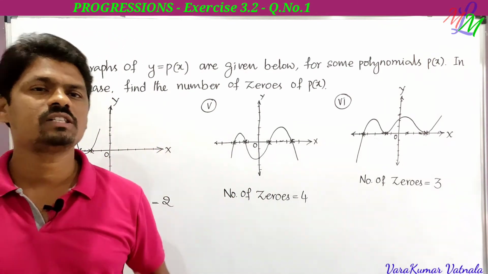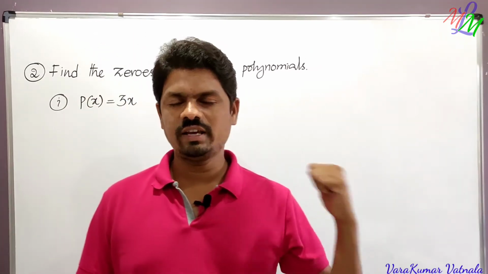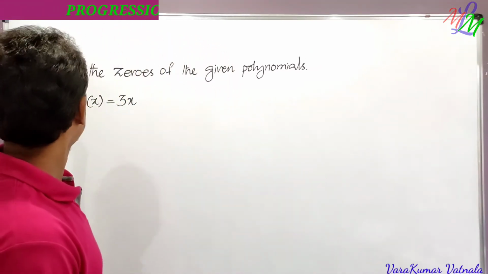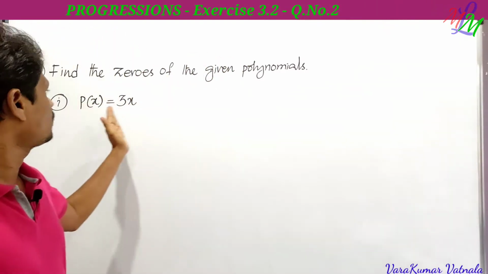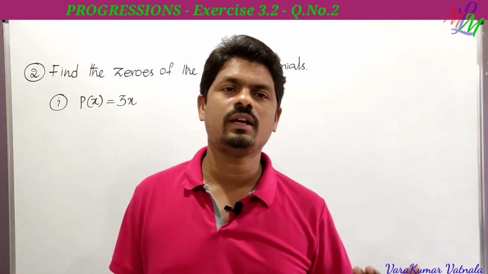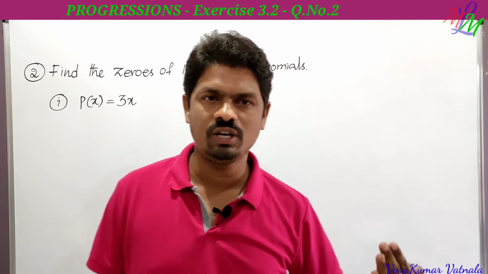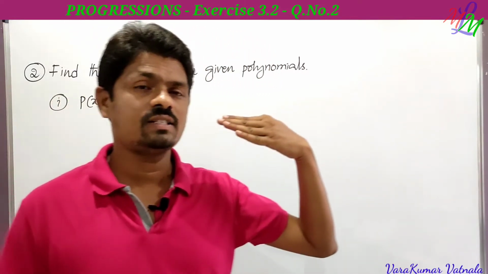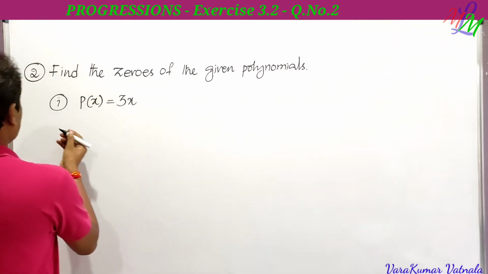Next we have to solve the second problem. This is the second problem in the second exercise. See here what he is asking. Find the zeros of the given polynomials. Totally there are 4 parts in the second problem. So this is the first one. He has given p of x is equal to 3x. He is asking us to find the zeros. So see here how we can find the solution.